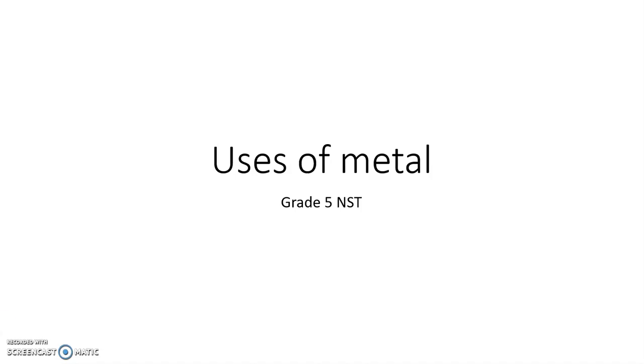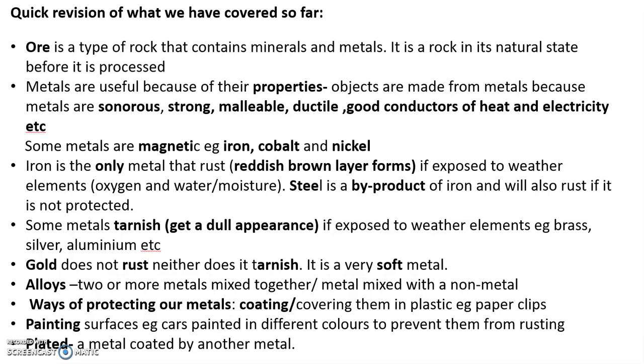Okay. So before we move on with today's work, I just want to have a quick recap on what we have covered so far. We've spoken about the ore, which is the type of rock that contains minerals or metals. And we said this is the rock in its natural state before it is processed. We've spoken about the properties of metals, and we said that they are sonorous, they are strong, they're malleable, ductile, good conductors of heat and electricity, they are shiny, they have luster, and so on.